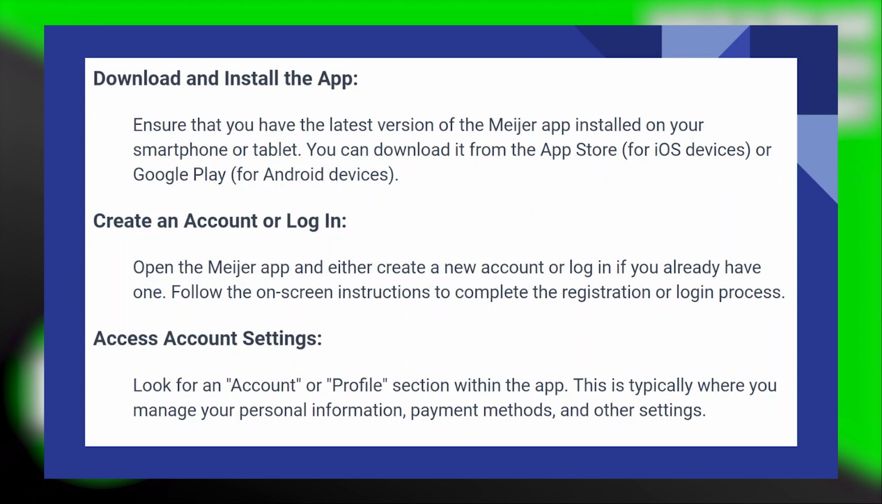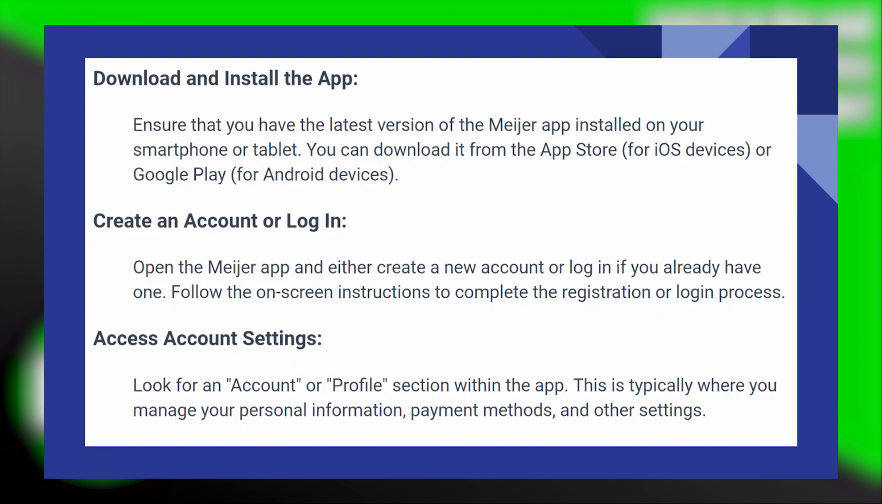Adding an EBT card to the Meijer app is very easy to do. Today I'm gonna show you how to do it. Ensure that you have the latest version of the Meijer app installed on your smartphone or tablet. Then you can download it from the App Store for iOS devices or Google Play Store for Android devices.